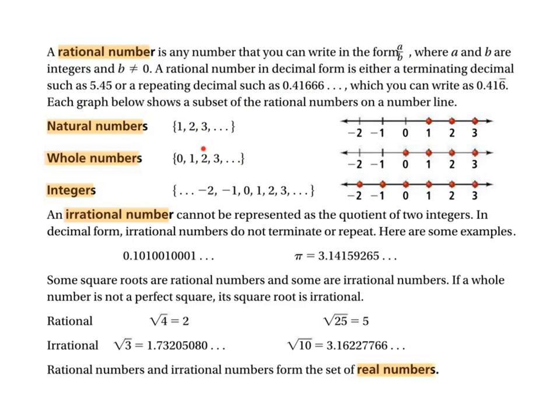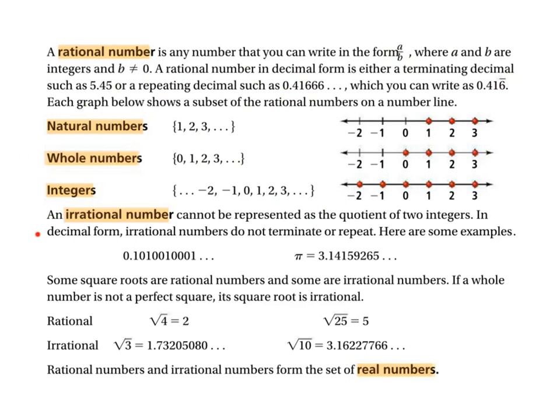Right? 3 over 1 is equal to 3, and now it's written as a ratio. Yep. So that's rational numbers. And remember, decimals that repeat or terminate are also rational numbers. They're just not part of these subsets.